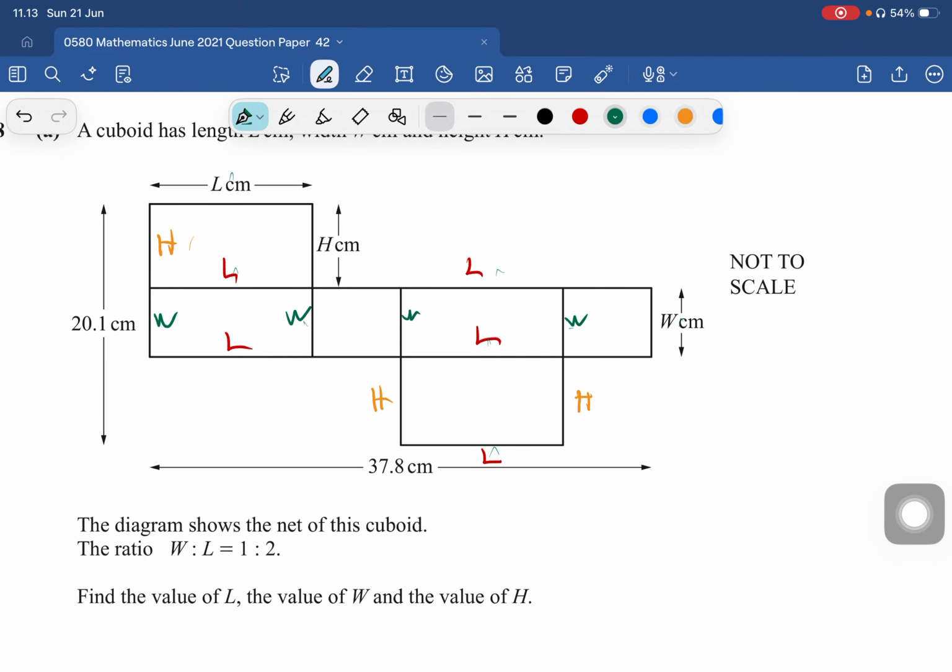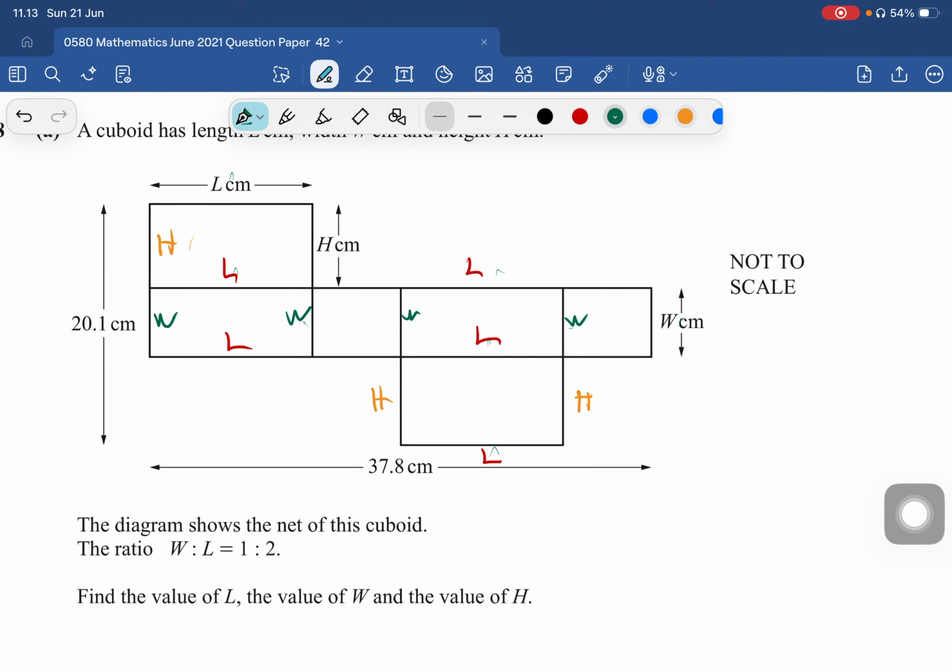Okay, there it is. So look at the information, the ratio W and L is 1 to 2. Okay, so we got here 20.1. This is equal to 2H plus W.